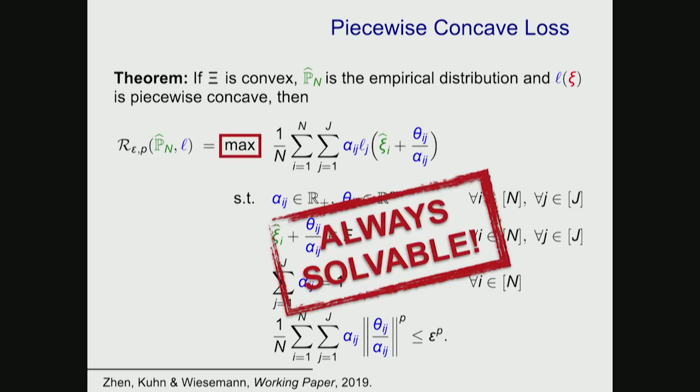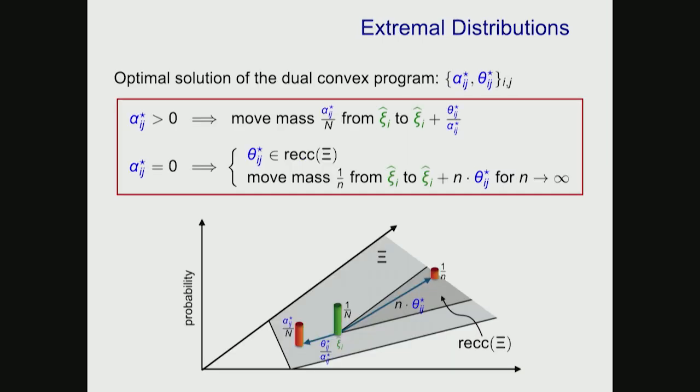One can also prove that this dual problem is always solvable. So let's denote the optimal decision variables by alpha star ij and theta star ij. Now it turns out that these optimal decision variables can be used to construct an extremal distribution that attains the worst case risk, if such a distribution exists, or can be used to construct a sequence of distributions that converge to the worst case risk if no single distribution attains it. In fact, this extremal distribution is discrete, and it's obtained by applying a simple transformation to the discrete empirical distribution. Specifically, if the optimal variable alpha star ij is strictly positive for some i and j, then we should move a mass alpha star ij over n from the ith training sample by an amount theta star ij divided by alpha star ij.